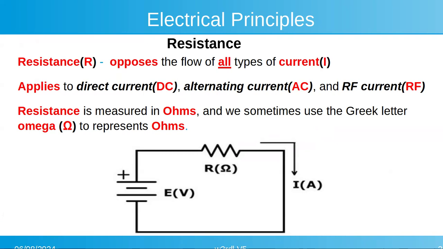We measure resistance in ohms. Again, one of those old German scientists. And we use the Greek letter omega, which is that little horseshoe looking thing, to represent ohms.